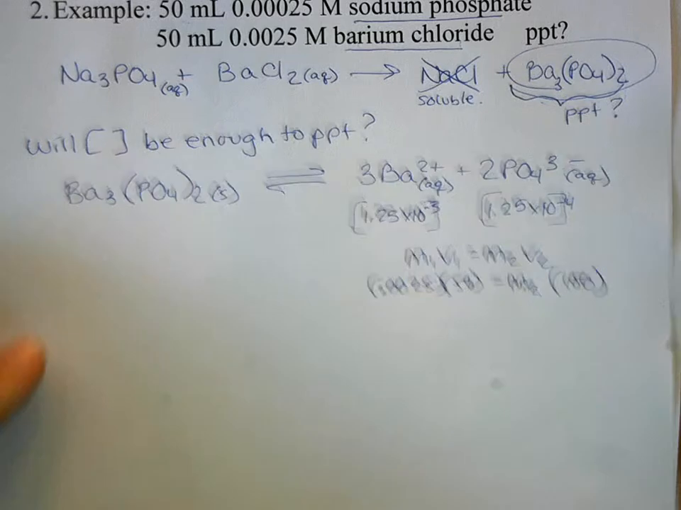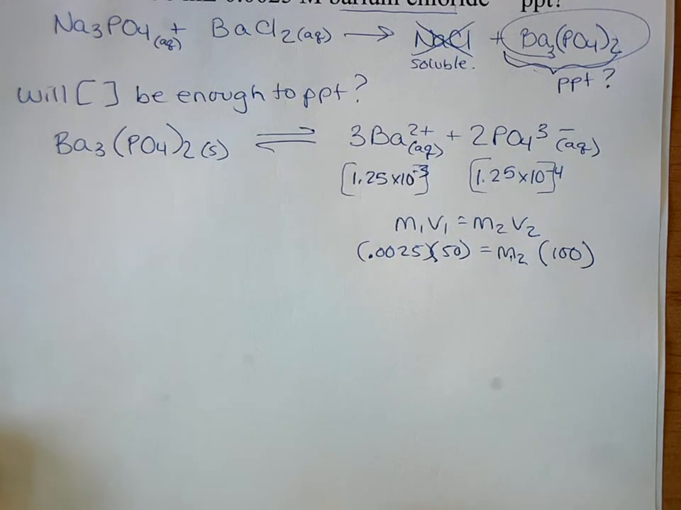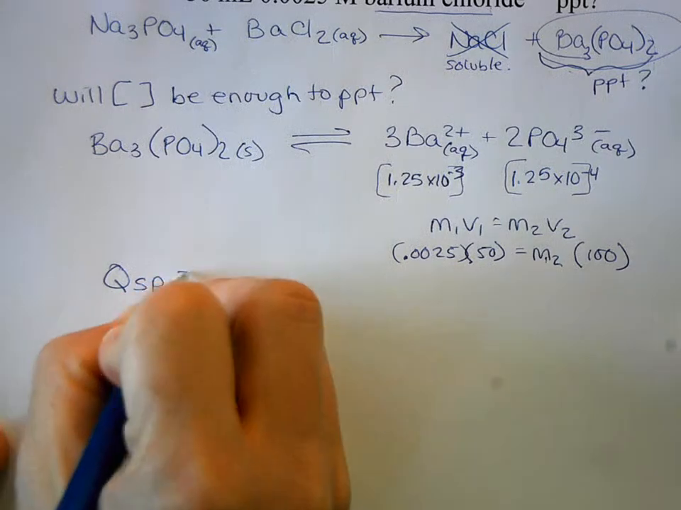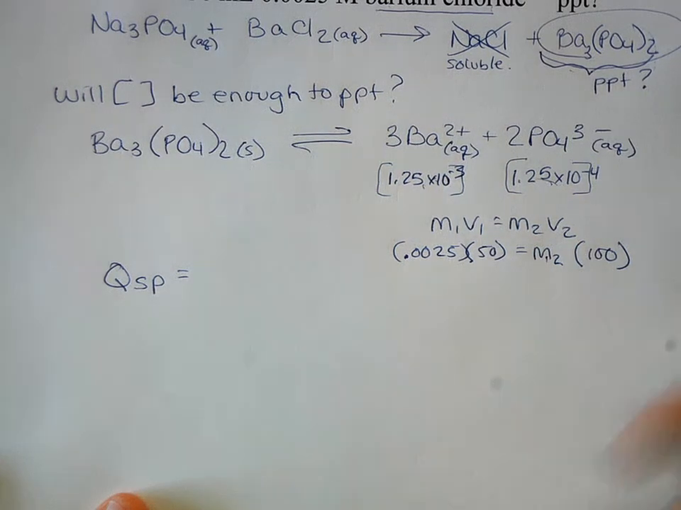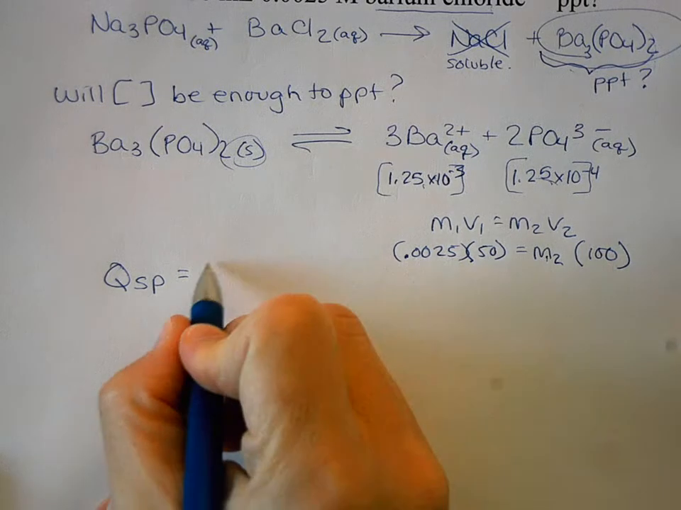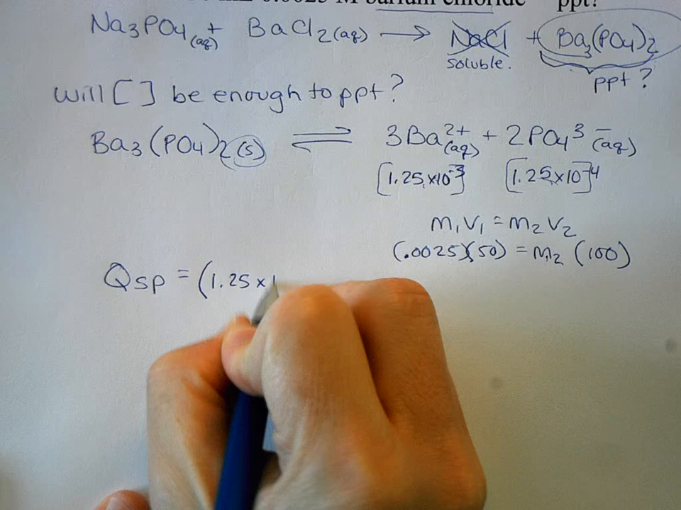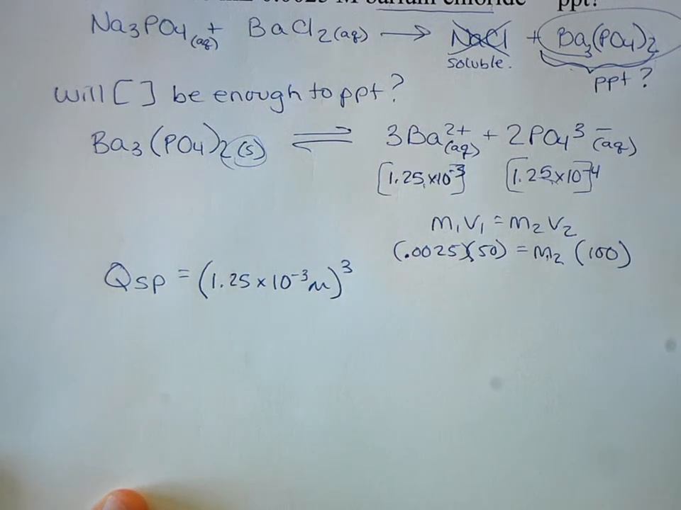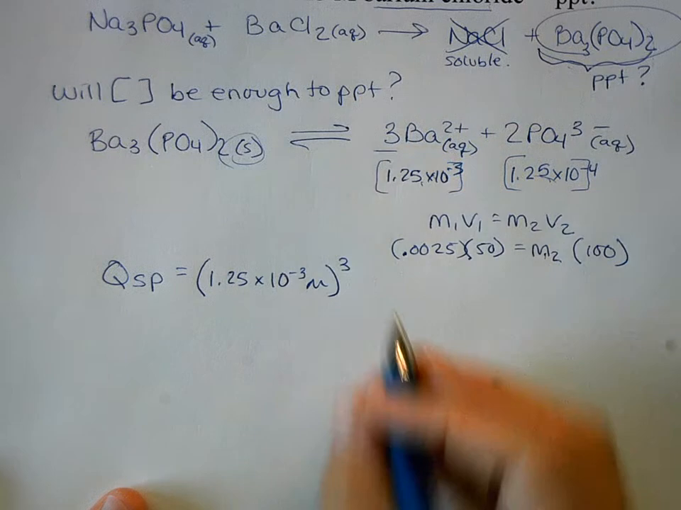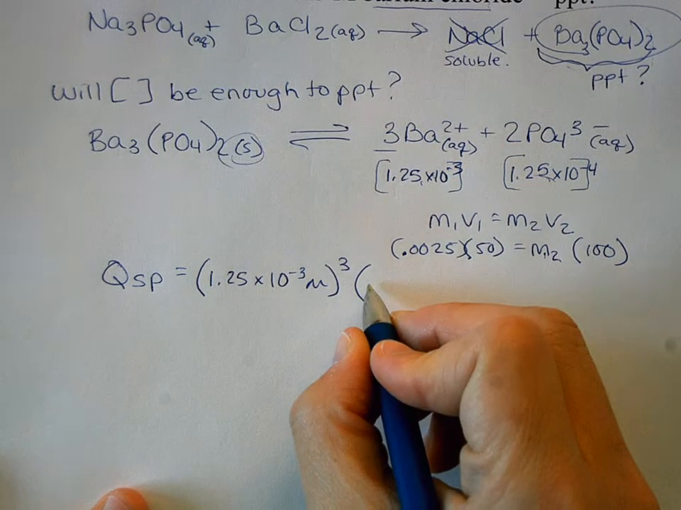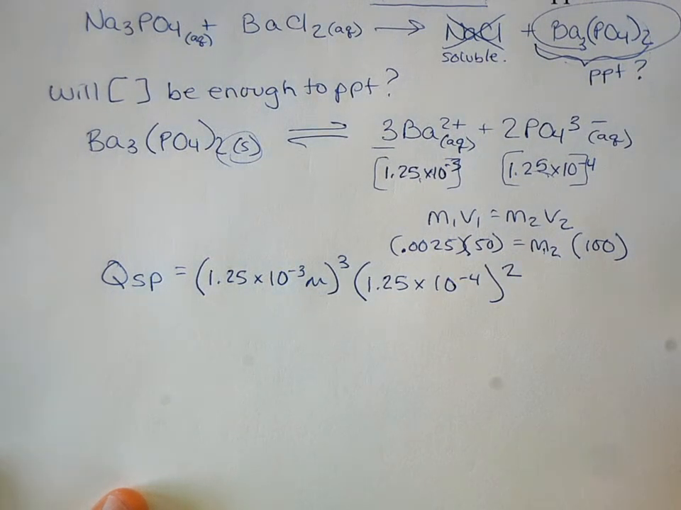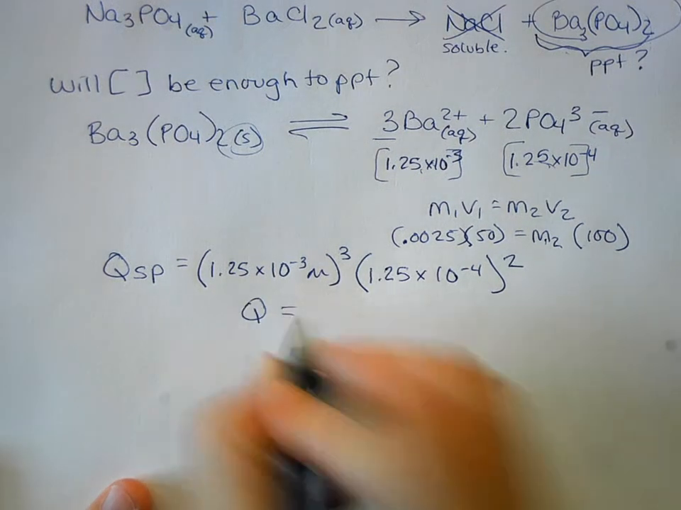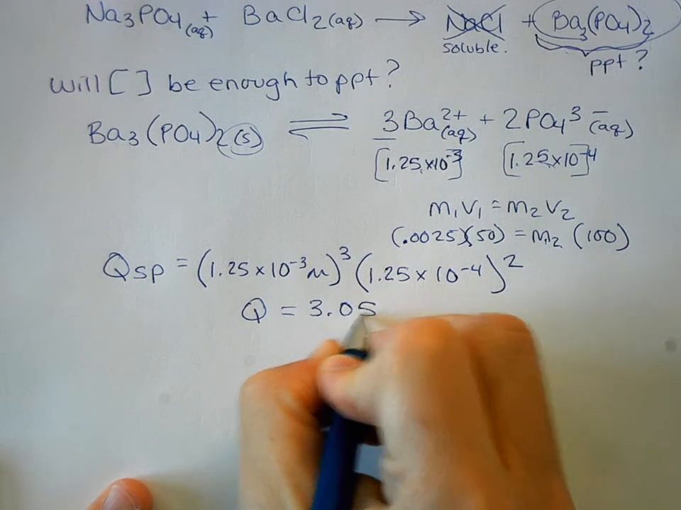Then I can take those concentrations and plug them in to calculate Qsp. Qsp is done exactly the same way that Ksp is done. You take the concentration of those products, and the reactant doesn't matter because it's solid, and raise them to the power of whatever their coefficient is. So for barium, I've got 1.25 times 10 to the negative 3. That gets cubed because of my coefficient. Phosphate, 1.25 times 10 to the negative 4. That gets squared. So that's easy. We plug that in. Q is 3.05 times 10 to the negative 18.